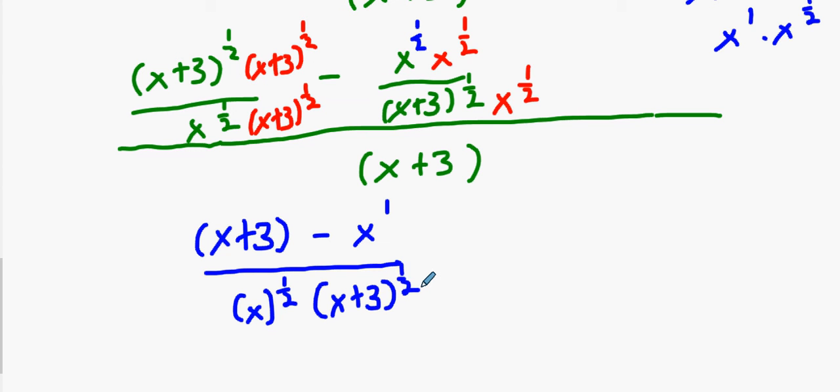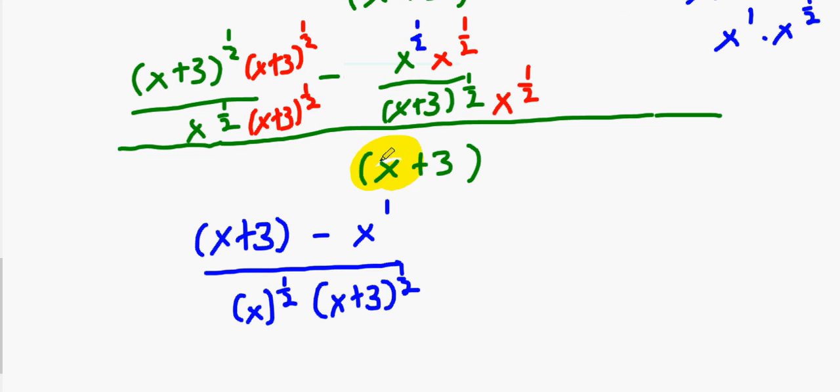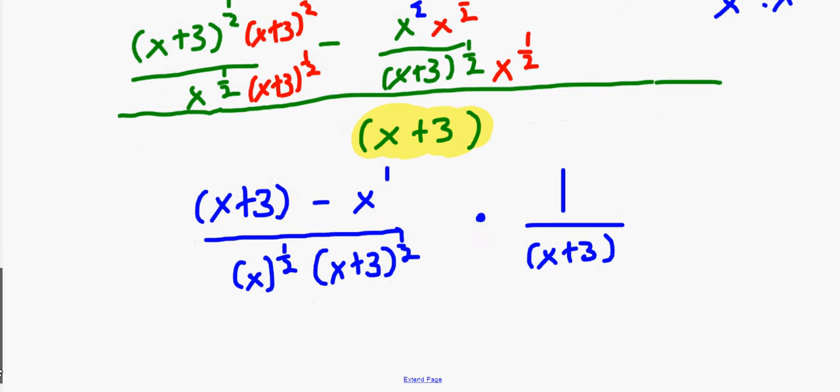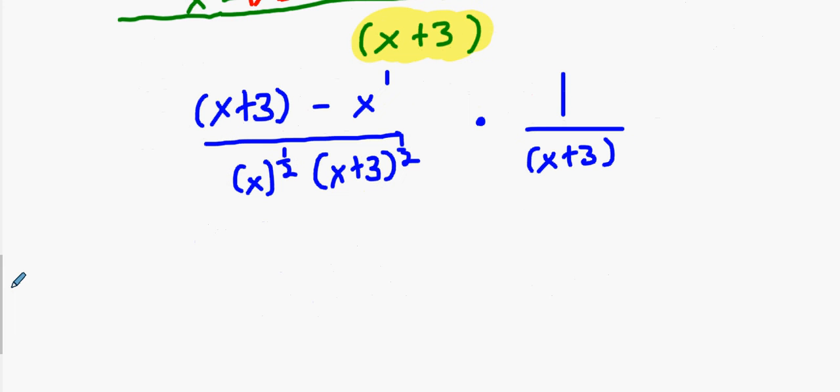Alright. Does anybody know what to do with the x plus 3 on the bottom? Bring it up and flip it. And when you bring it up and flip it, it will be 1 over x plus 3. Now we're very close to the end. And we're going to prove that both versions are the same answer.